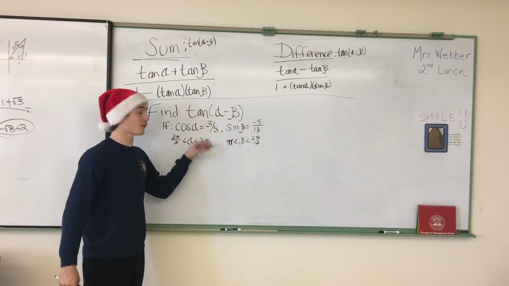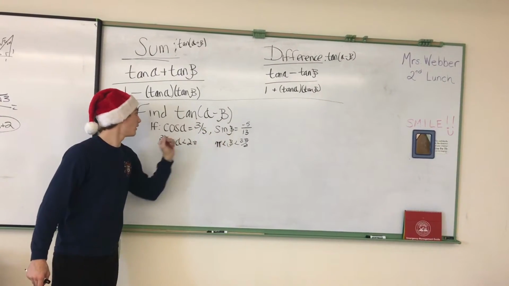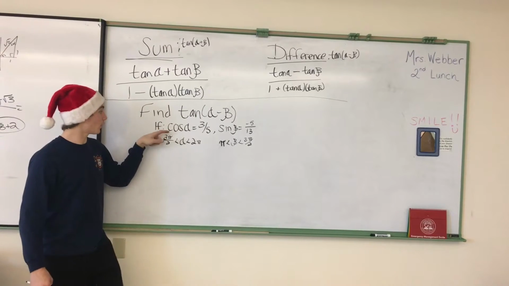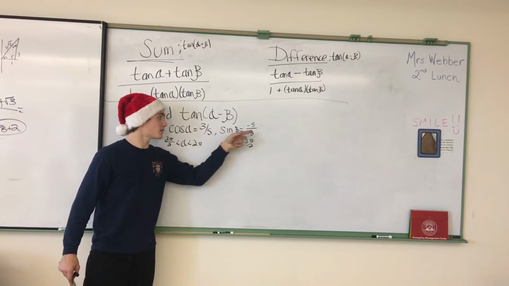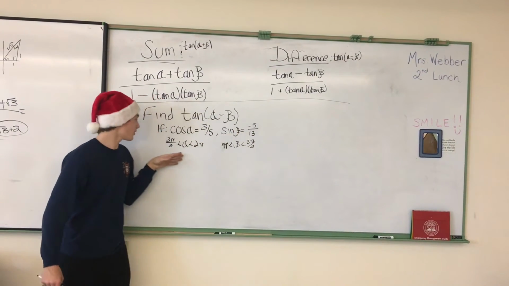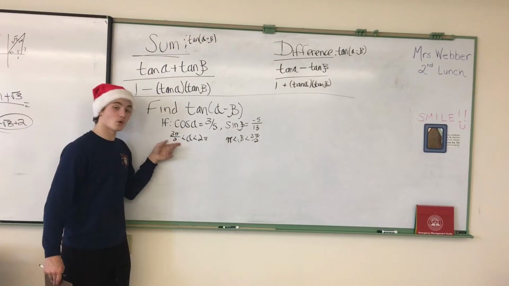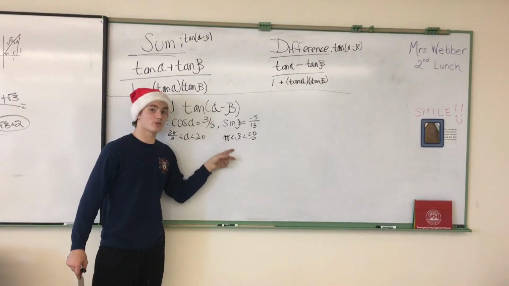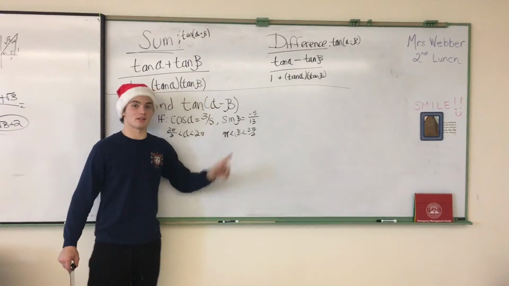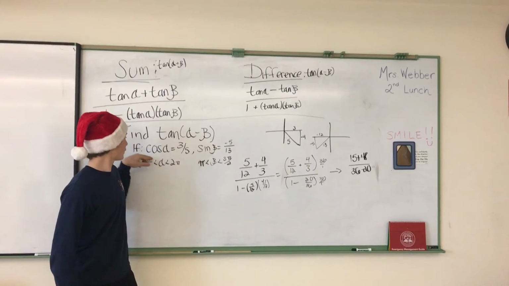So your first problem, you're going to have to find the tangent of alpha minus beta. And we gave you the cosine of alpha, which is 3 over 5, and we gave you the sine of beta, which is negative 5 over 13. And we also told you that alpha is in between 270 degrees and 360 degrees, and beta is between 180 degrees and 270 degrees.